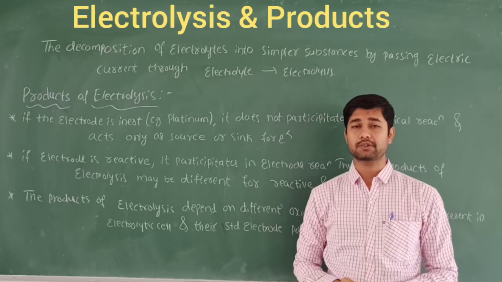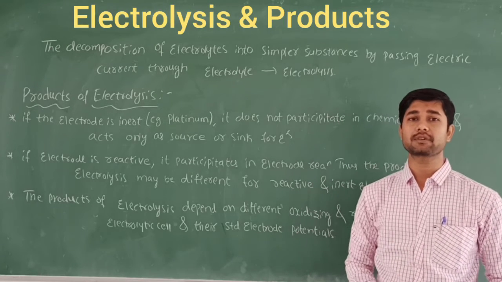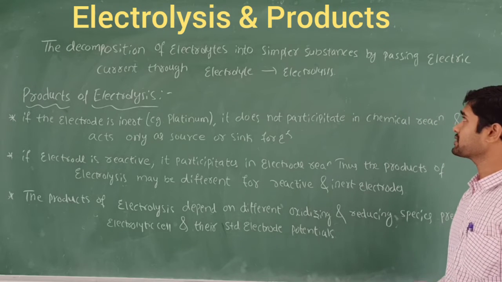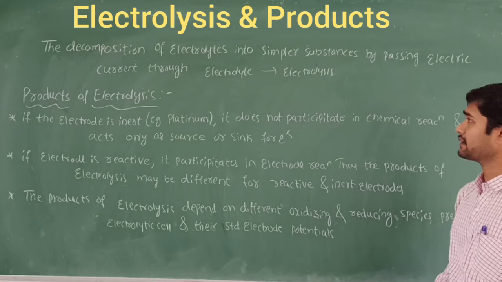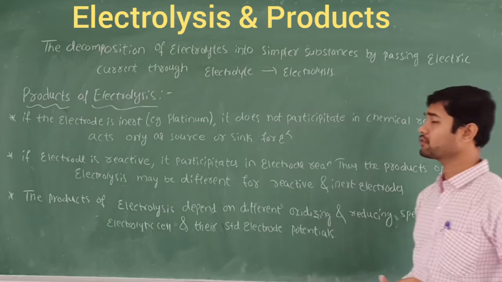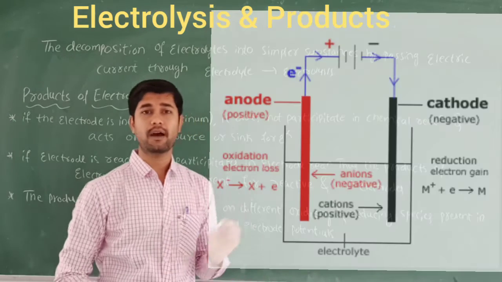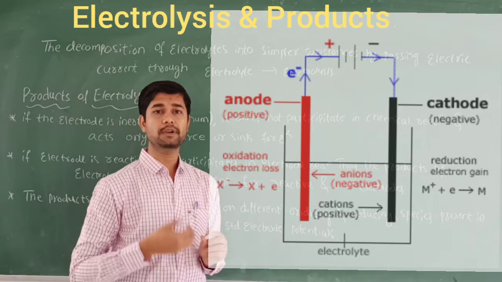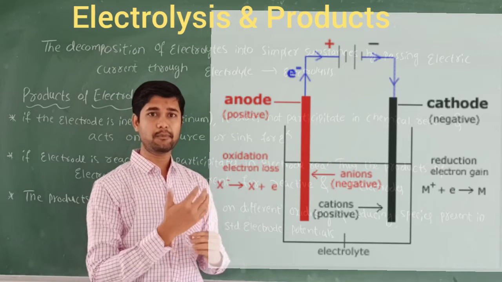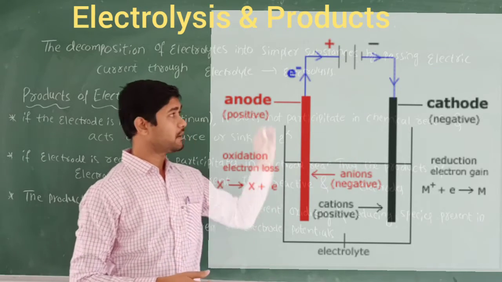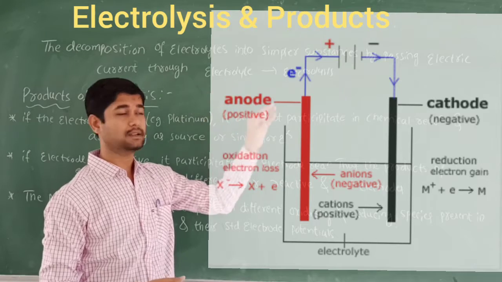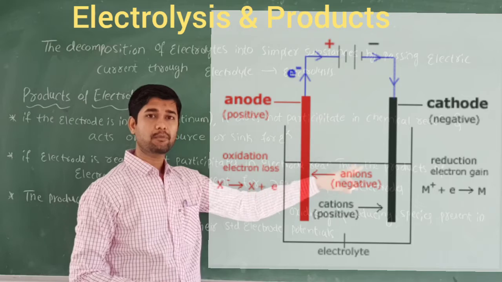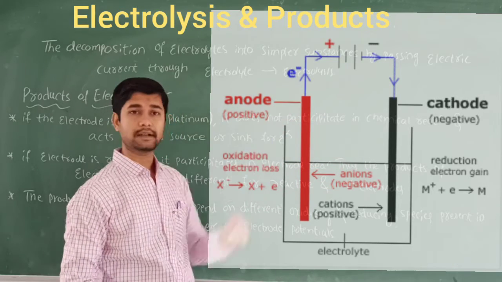Let's discuss electrolysis and the products of electrolysis. Let's take the definition here. The decomposition of an electrolyte into simpler substances by passing an electric current through it is called electrolysis. We see this in the electrolytic cell: the pure metal is deposited on the cathode side, and the impure metal is the anode. When you pass the electric current through the electrolytic solution, the copper sulfate solution, that decomposition process is called electrolysis.